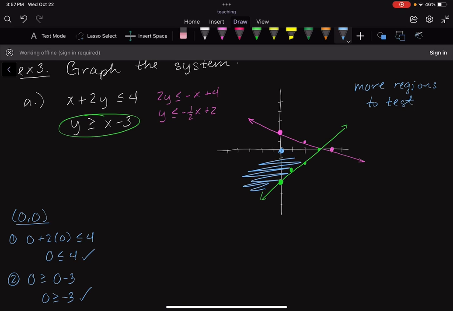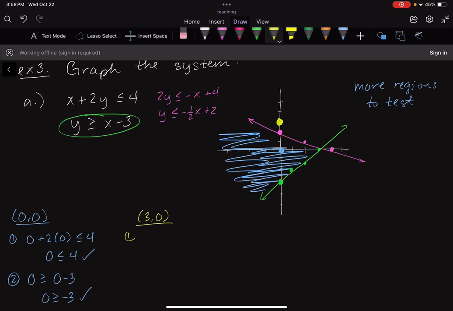I would still check the other ones just to be sure. Any other point anywhere else shouldn't work unless it's directly on the line. So let's try some other ones just to show you what that looks like. Above, let me pick this one right here. That's the point 3, 0. I'm going to plug that into both. For my first equation, I have 3 plus 2 times 0 less than or equal to 4. So I get 3 is less than or equal to 4.